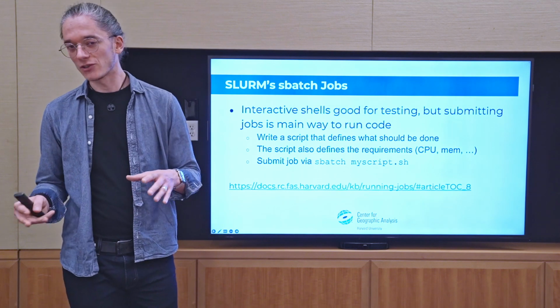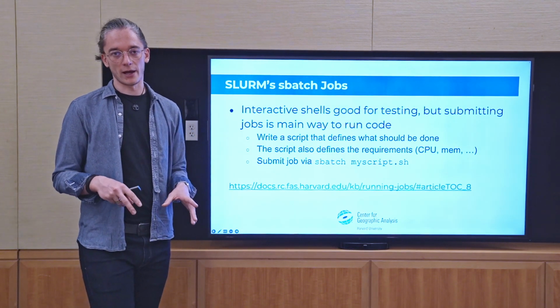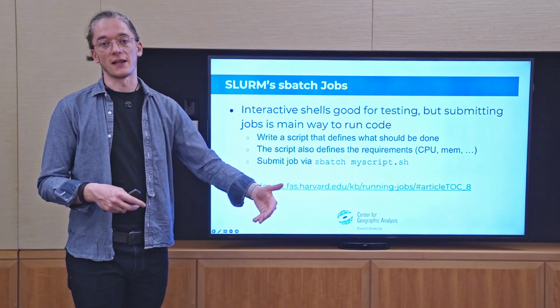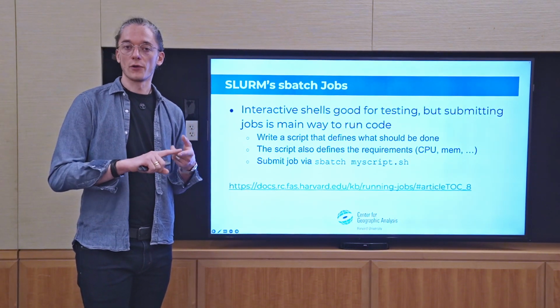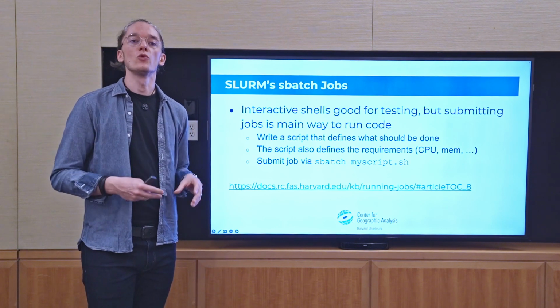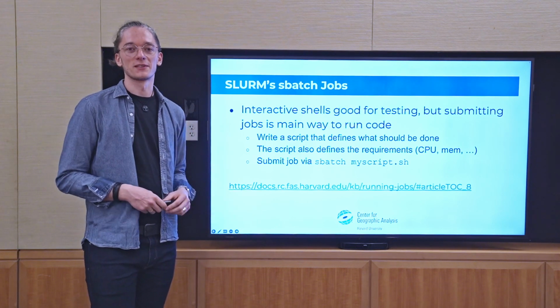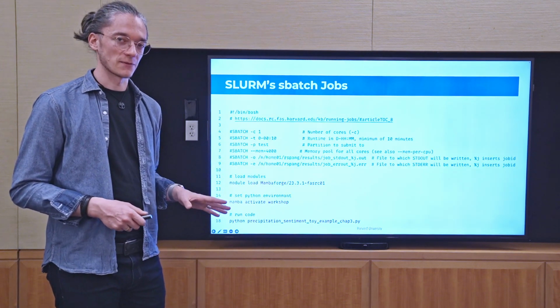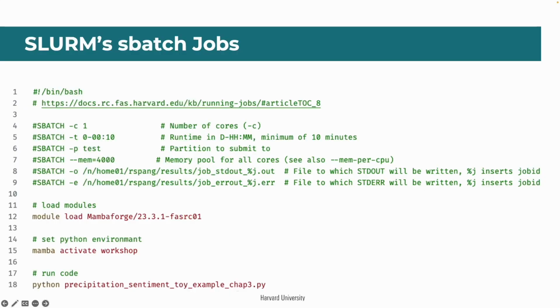That basically just executes a script that you write, like a shell script, and you point Slurm towards that script, and within that script you define all the resources that you want and what to do once Slurm starts the script on a compute node. This here is an example of such an S-batch job. Here we define how many cores we want, for how long this job should run, and on which partition, how much memory we want, and where to write our standard out and our errors to.